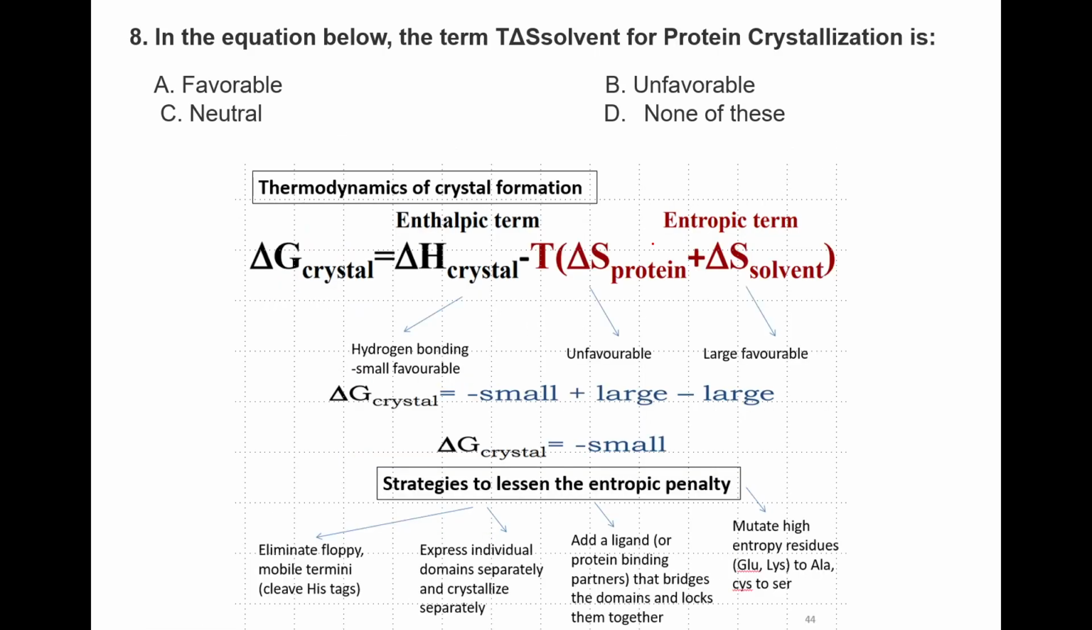Okay, in the equation below, the term T delta S solvent for protein crystallization is... For solvent, as I mentioned, it will be a huge gain of entropy. So it will be a largely favorable process. So the eighth answer will be A.